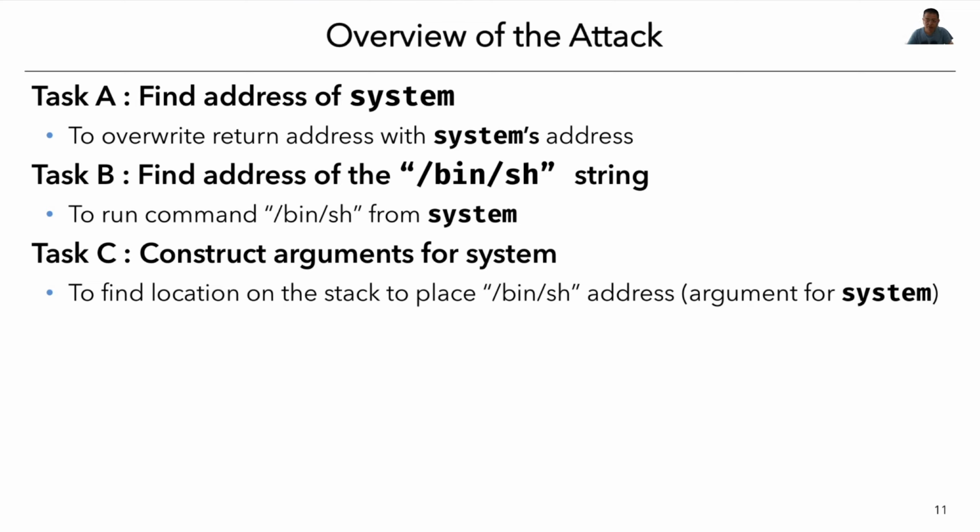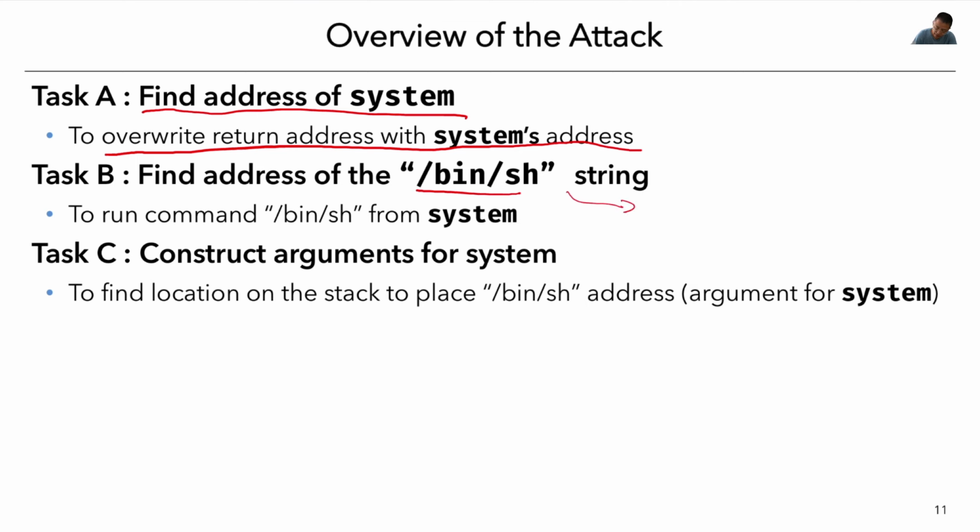Okay, so overview of the attack. There's a task A: we need to find the address of system. Then we can overwrite the return address with the system's address. Task B: we need to find the address of the /bin/sh string.